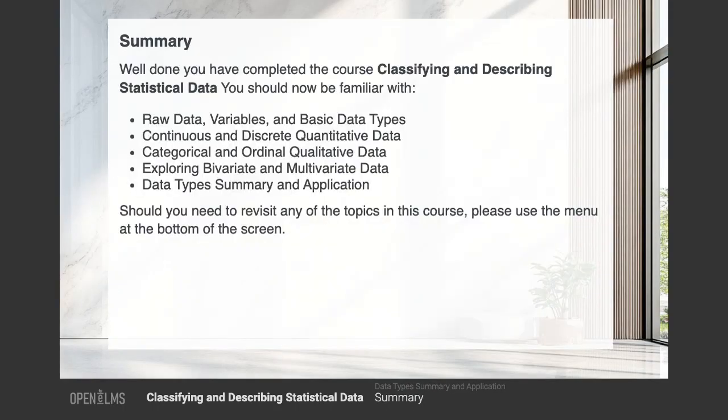Summary. Well done. You have completed the course, Classifying and Describing Statistical Data. You should now be familiar with raw data, variables, and basic data types; continuous and discrete quantitative data; categorical and ordinal qualitative data; exploring bivariate and multivariate data; data type summary and application. Should you need to revisit any of the topics in this course, please use the menu at the bottom of the screen.